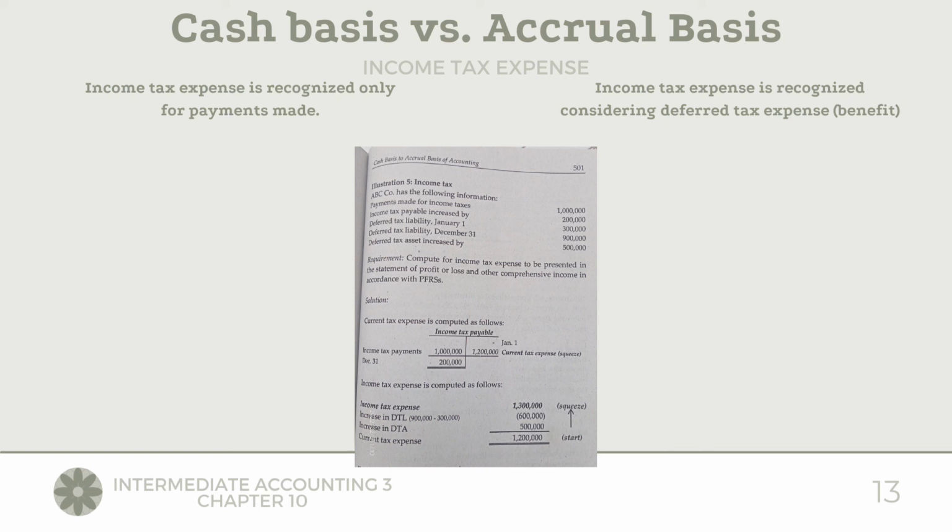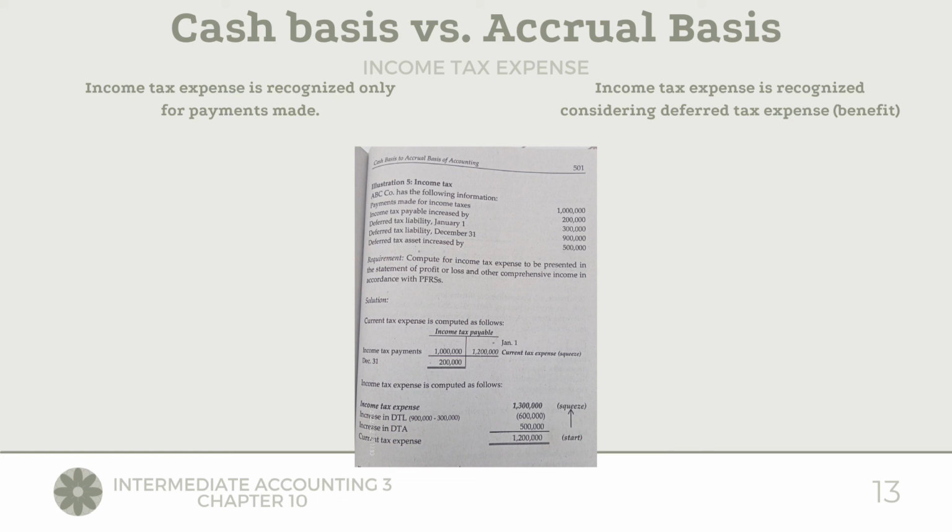Here is the example problem for income tax. ABC Corporation has the following information. Payments made for income taxes is 1 million. Income tax payable increased by 200,000. Deferred tax liability January 1, 300,000. Deferred tax liability December 31, 900,000. Deferred tax asset increased by 500,000. The requirement is to compute for income tax expense to be presented in the statement of profit or loss and other comprehensive income in accordance with the PFRS.